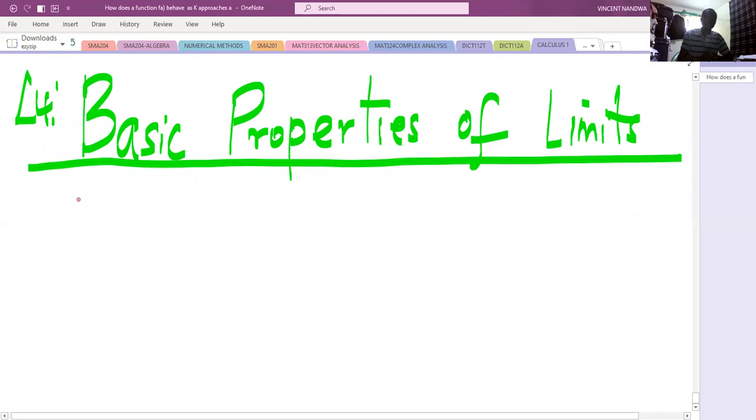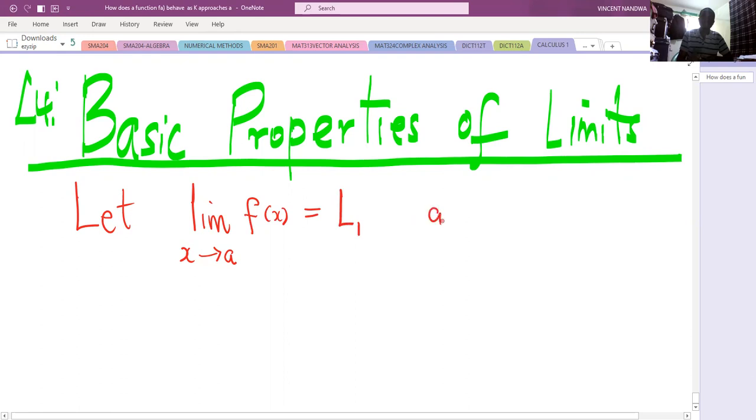So let the limit as x approaches a of a function f of x be given by L1, and the limit as x approaches a of a function g of x be given by L2.